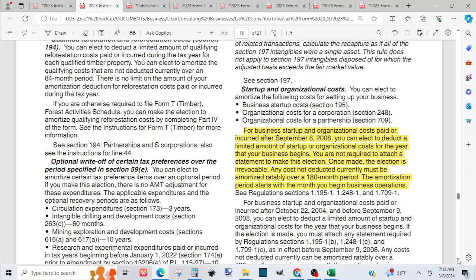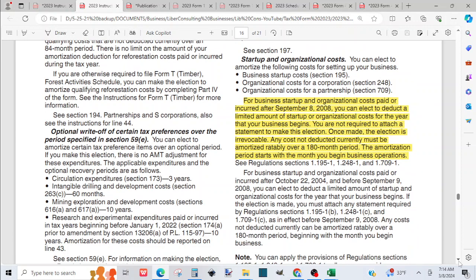If you didn't expense it the first year you start the business, you have the choice to claim up to a certain point for startup costs and organizational costs. If you pass that amount, I don't know the amount off the top of my head, but I think it's around 5,000, but you have to do your own research on that. Anything above the threshold, you'll amortize for 180 months using the appropriate code for it.